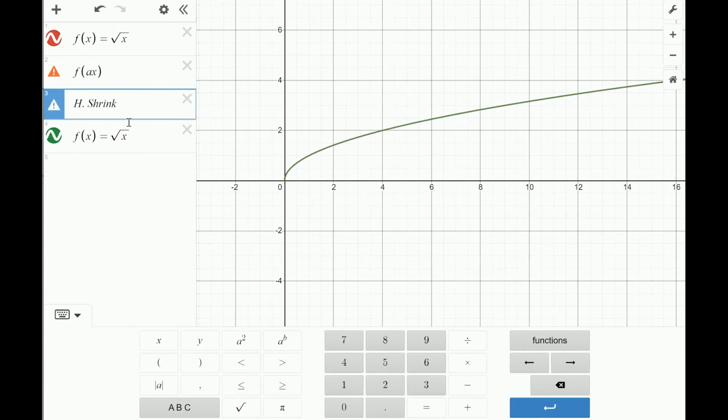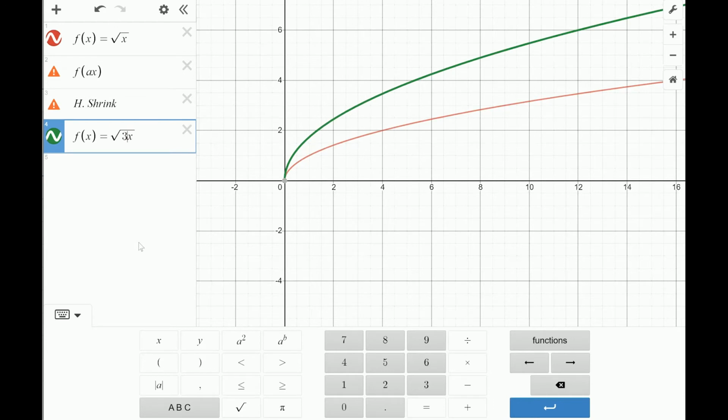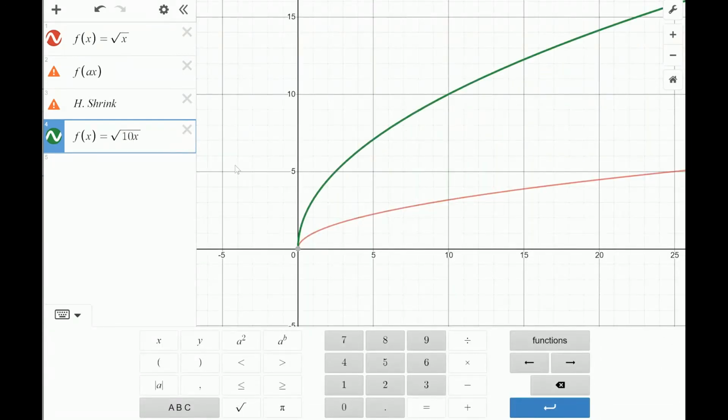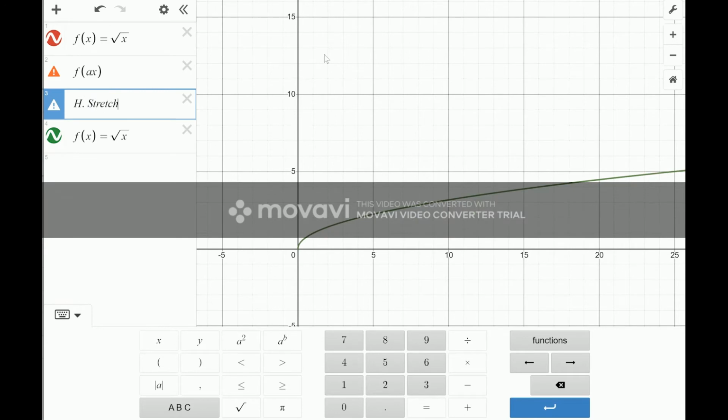Horizontal shrink is when the number is greater than 1. So we can see that it's getting shrunken, it's being squished up, as if you're taking two hands on the outside and kind of squishing them together. If it's a horizontal stretch, that means the graph is going to get longer and longer horizontally, and that's when x is a fraction, or x is between 0 and 1, like this.